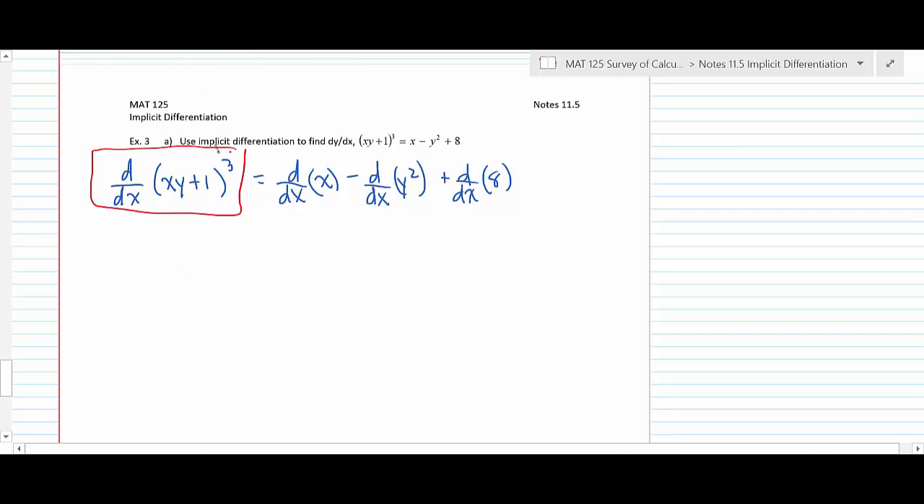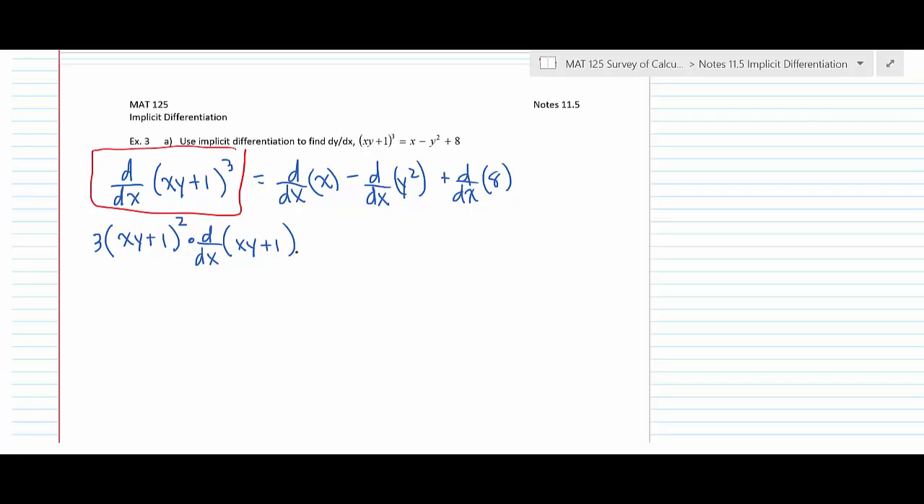Okay, so how do you do this? You bring the 3 down, okay, then you have xy plus 1 to the second. Okay, then you got to do the derivative of what's inside. So we're going to do d/dx of xy plus 1 like that. And we'll do that in a minute. Okay, so that's the chain rule. And yeah, the product rule is going to be a part of when we get to that inside part. Okay, that's the hardest part of this problem.